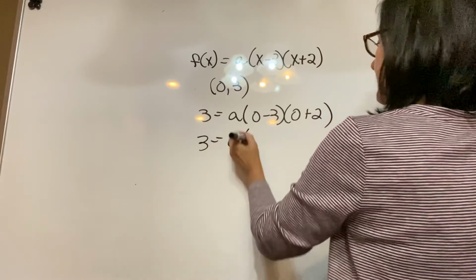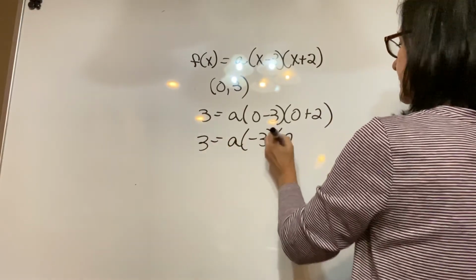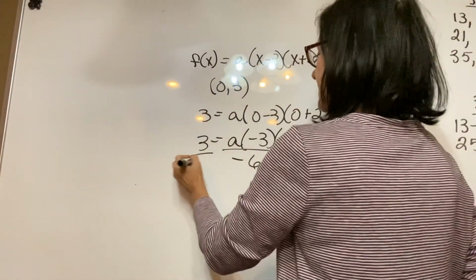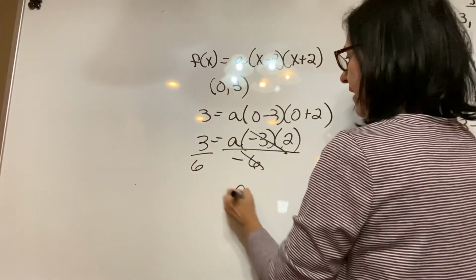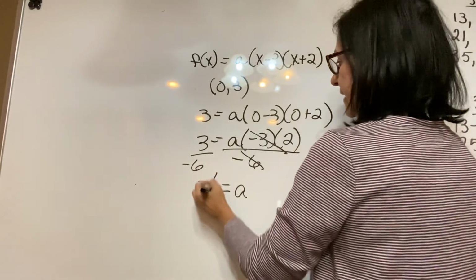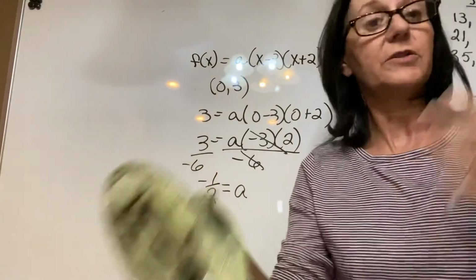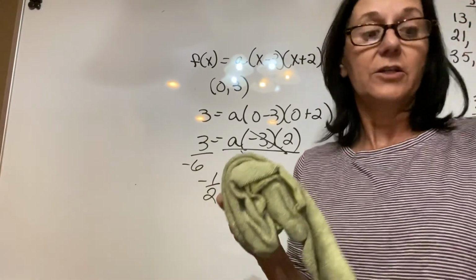3 equals a times negative 3 times 2, that's negative 6. I'm going to divide by negative 6 on both sides. It's negative 1/2 is the value of a. All right, so it's using what you've learned, applying it to a different problem.